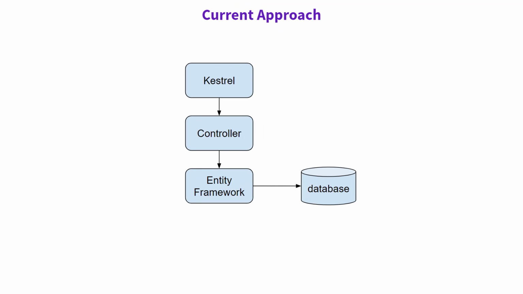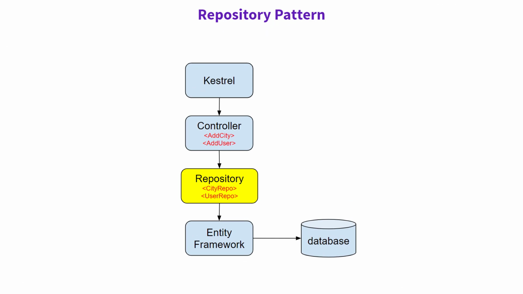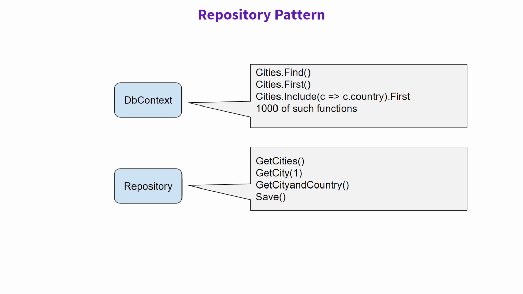So this is the current approach we are following. We are directly calling Entity Framework classes in the controller. And to decouple our controller from Entity Framework, we can implement the repository pattern. Here the controller will use the methods exposed by the repository class to perform various CRUD operations. In that way, we are able to encapsulate the complex query logic into different methods and make our controller cleaner. We can also avoid duplicate query logic in this way.